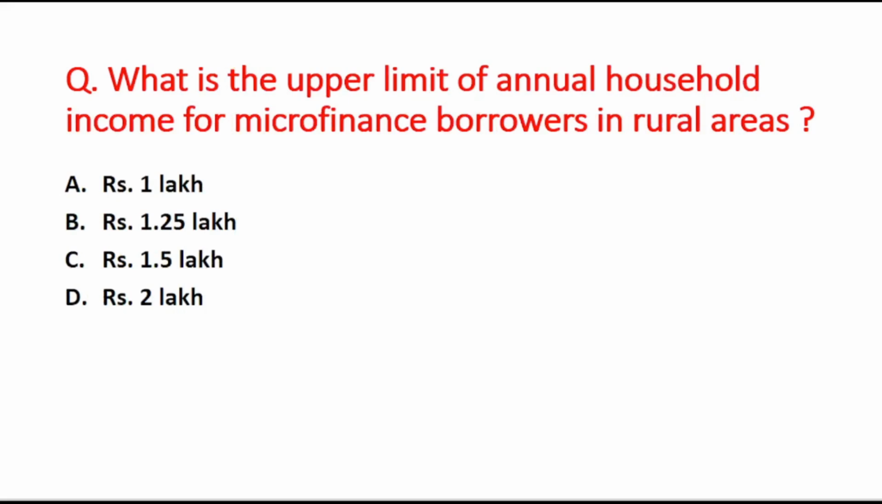Next question is, what is the upper limit of annual household income for microfinance borrowers in rural areas? Your A option is rupees 1 lakh, B option is rupees 1.25 lakh, C option is 1.5 lakh, and the last option is 2 lakh. So right answer is the option B, that is rupees 1.25 lakh.